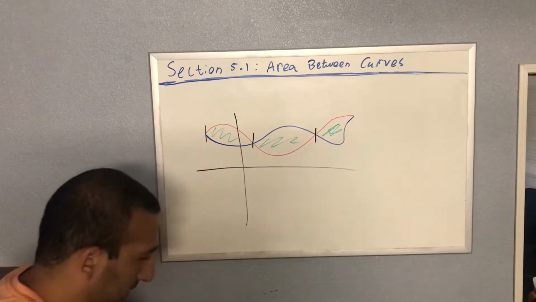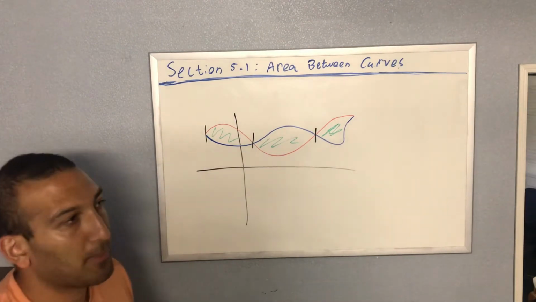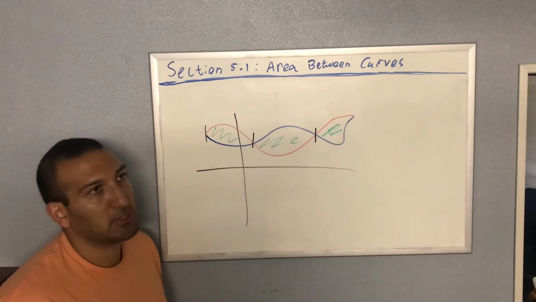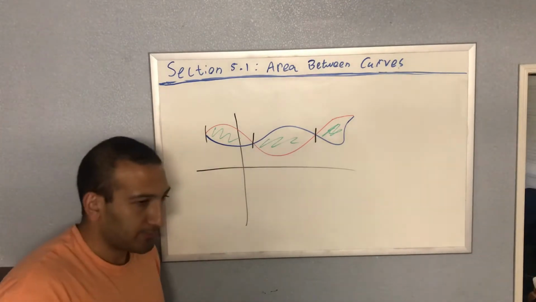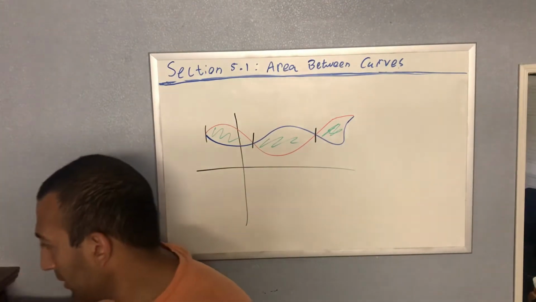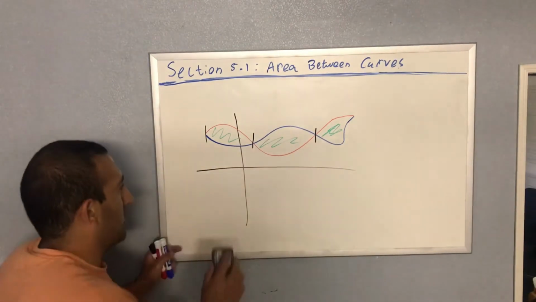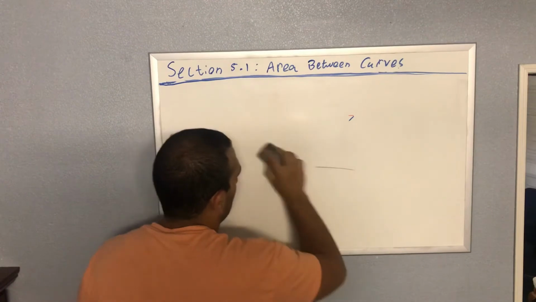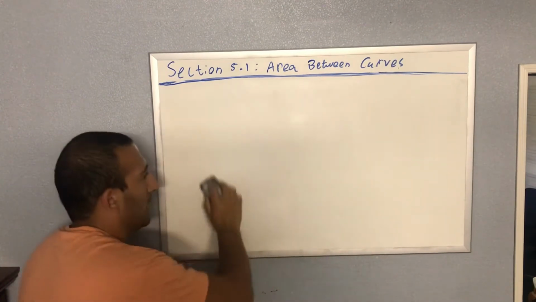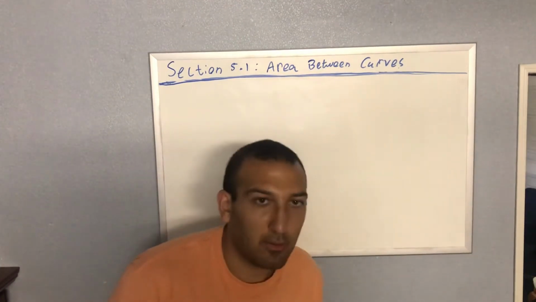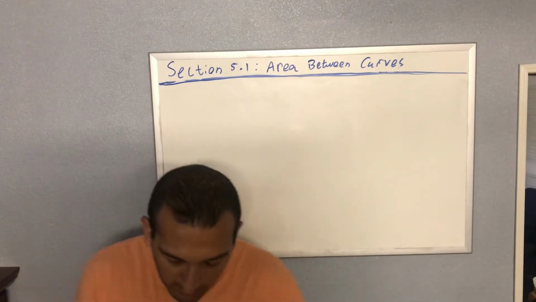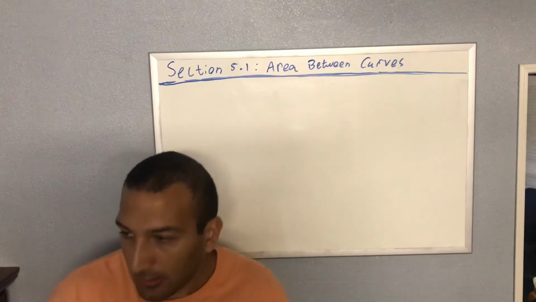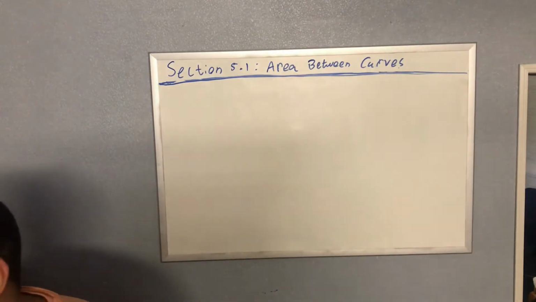And the formula is still the same. It's still y top minus y bottom. It's just what is the top function and what is the bottom function changes. And so let me do an example here so that it's clear what to do now. All you have to do is figure out which one is the top, which one's the bottom. That's the only technical issue here. So let's take an example.